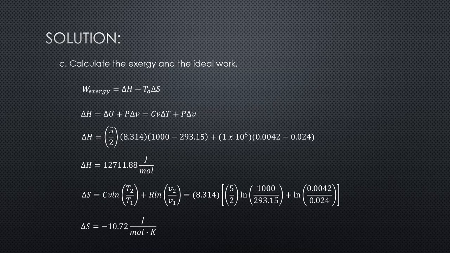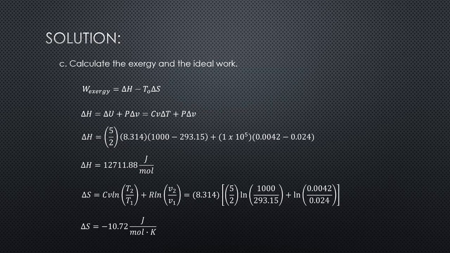So for letter C, we first calculate for the exergy, and that is equal to the change of enthalpy minus T naught change of S. But the change of enthalpy is also equal to change of internal energy plus P change of V. And then change of internal energy is just equal to the Cv change of T. So ultimately we get this equation here. And then by plugging in all of the values, we get 12,711.88 joules per mole.